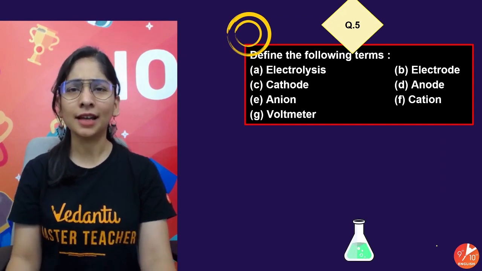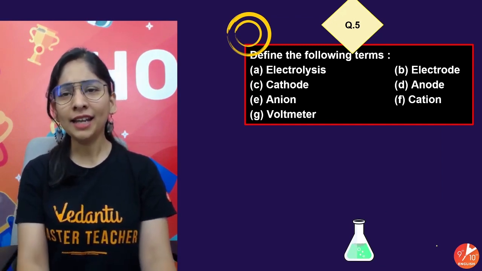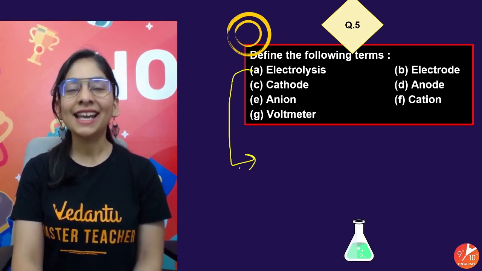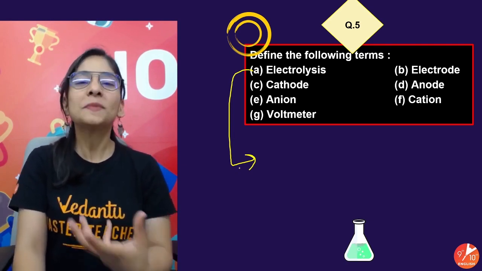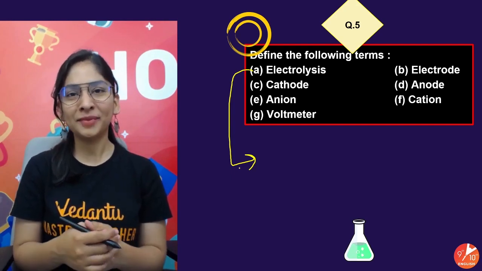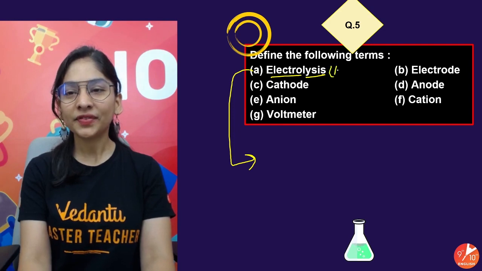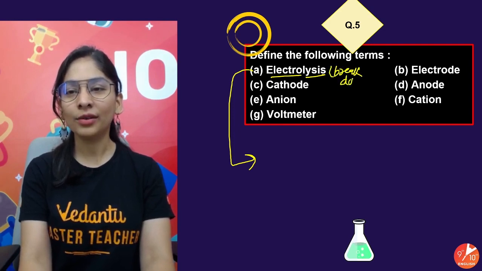Okay, that's great. These are some terms that you need to explain. What exactly is electrolysis? Oh, come on. That's the name of the chapter, and that's very easy to explain. Electrolysis, the word is giving the answer. Lysis means breakdown and electro means electricity. So what exactly is electrolysis?